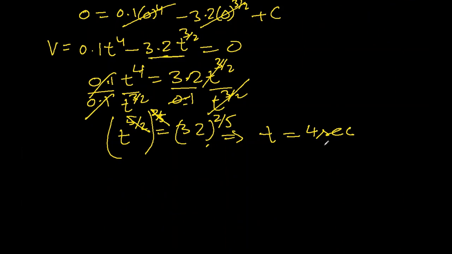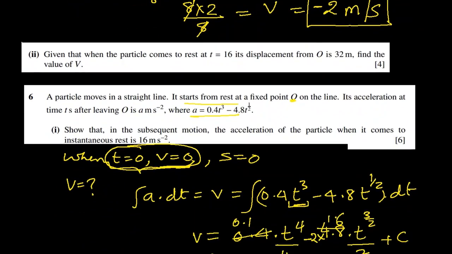So now let's put this 4 seconds in our main equation to find acceleration at this time, because they're saying when it is at instantaneous rest, acceleration is 16 meters per second squared, and the equation of acceleration is this. Let me do it here. I know t is 4, right? So it will be 0.4 times 4 cubed minus 4.8 times 4 to the power half. Use your calculator and I'm sure it is going to be 16 meters per second squared, which they want.